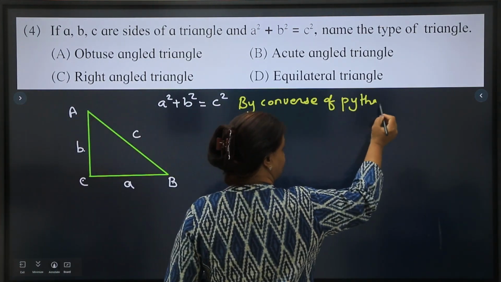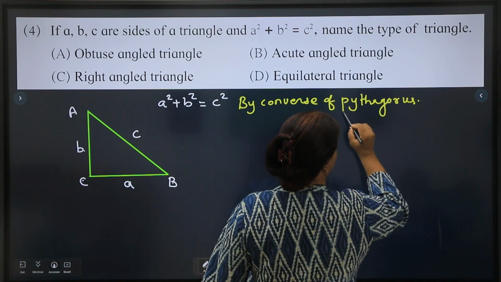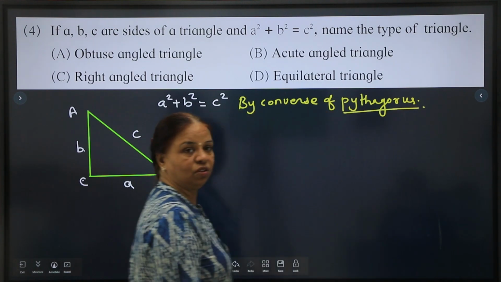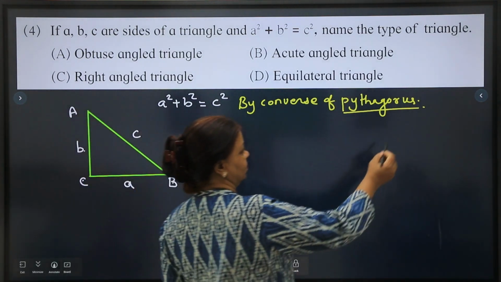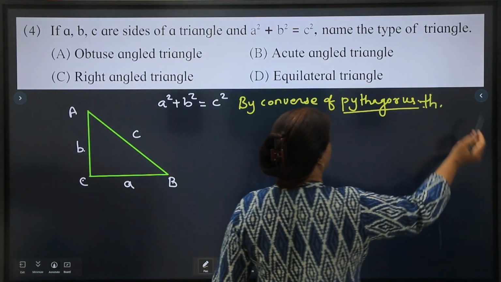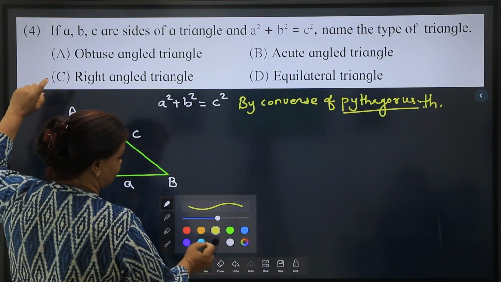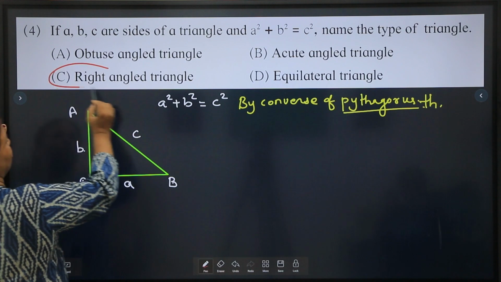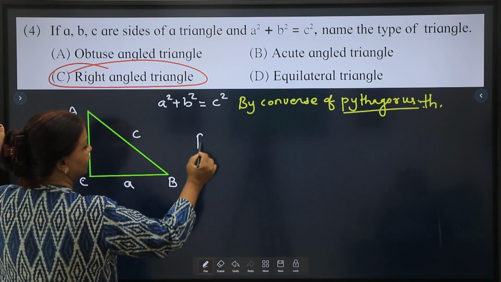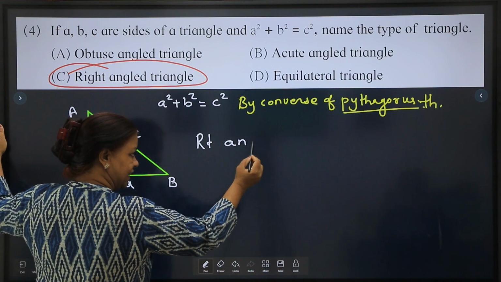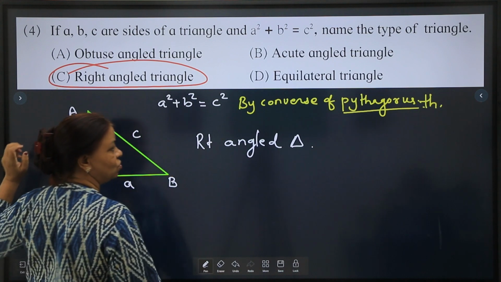the sum of the squares of two sides will be equal to the square of the third side, that is nothing but a right angle triangle, because of Pythagoras theorem. That is nothing but a right angled triangle. So the option given here is C, and this option is going to be the correct option, that is the triangle is a right angled triangle. Let's move to the next question, children.